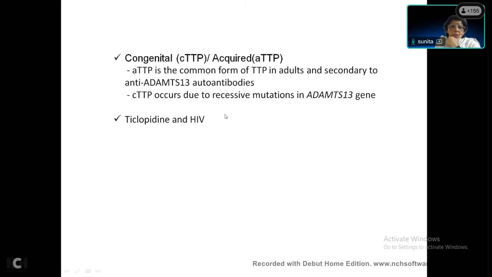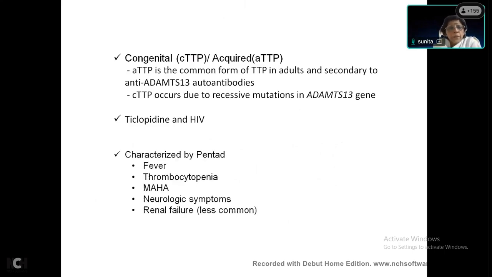The commonest, there are various causes, but the commonest is this drug which is used as a platelet inhibitor, and this is HIV infection which are associated with, or even in the COVID infection we have seen TTP. This is characterized by pentad: the fever, thrombocytopenia, MAHA, neurologic symptom and renal failure.